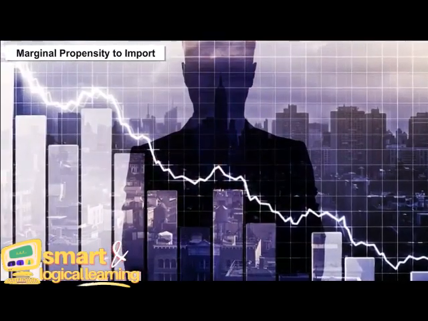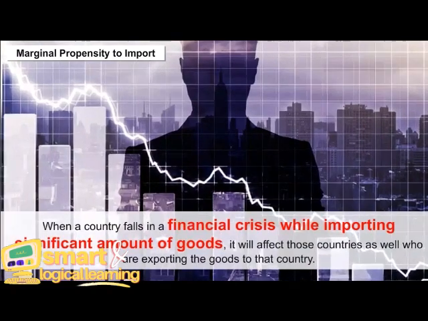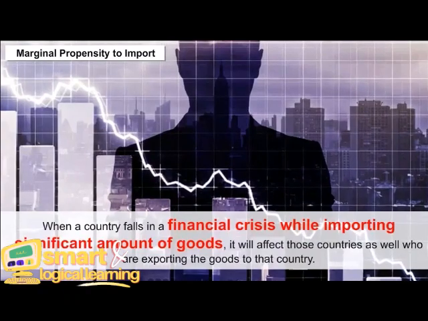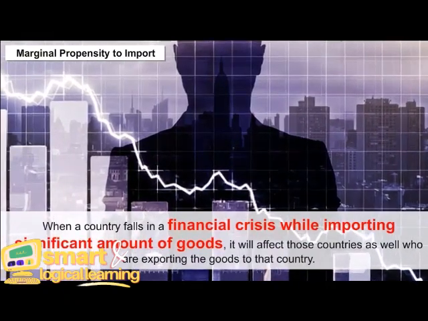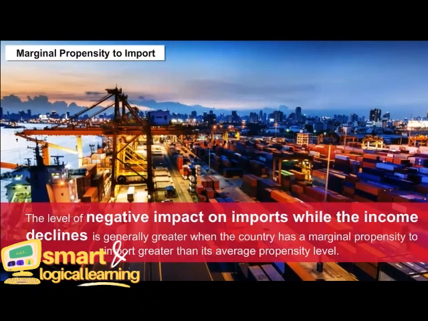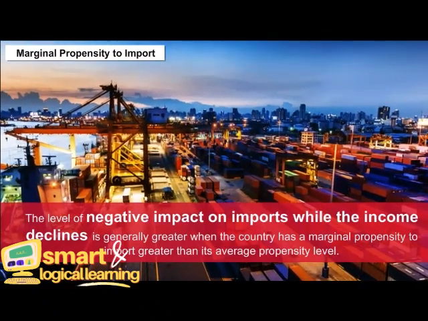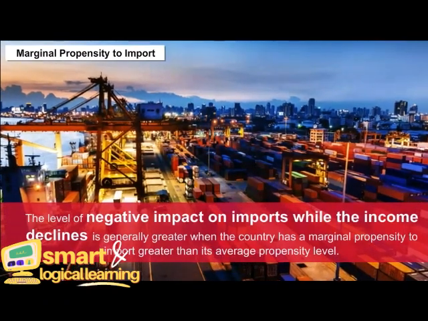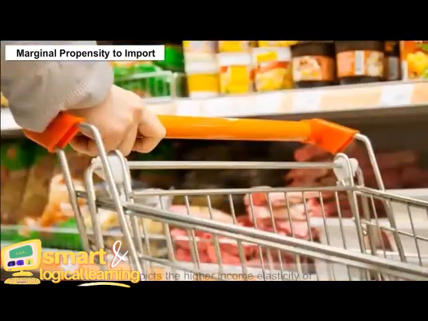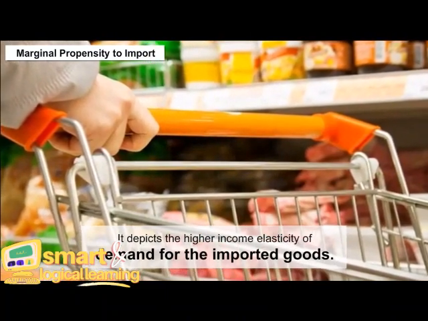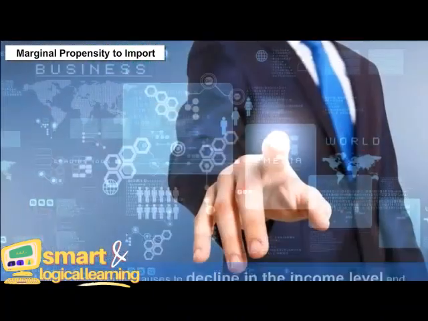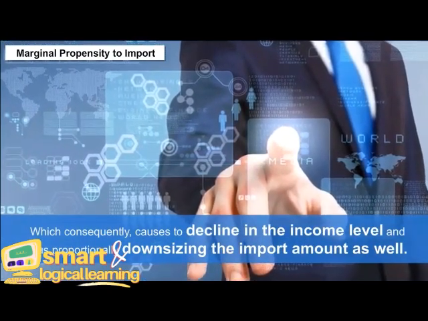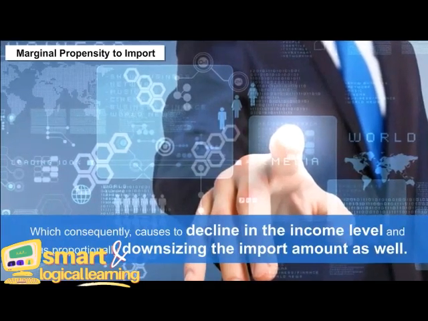Marginal propensity to import. When a country falls into a financial crisis while importing a significant amount of goods, it will affect those countries that are exporting goods to that country. The level of negative impact on imports while income declines is generally greater when the country has a marginal propensity to import greater than its average propensity level. It depicts the higher income elasticity of demand for imported goods, which consequently causes a decline in the income level and thus proportionally downsizes the import amount as well.